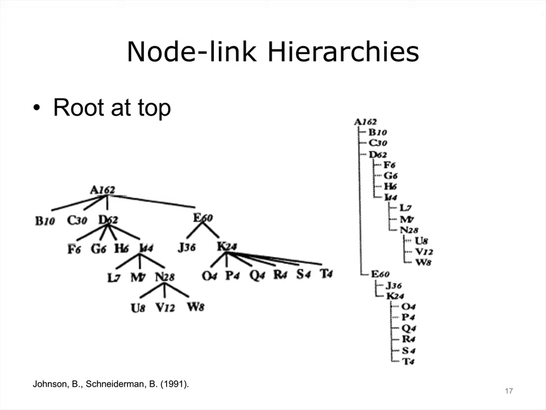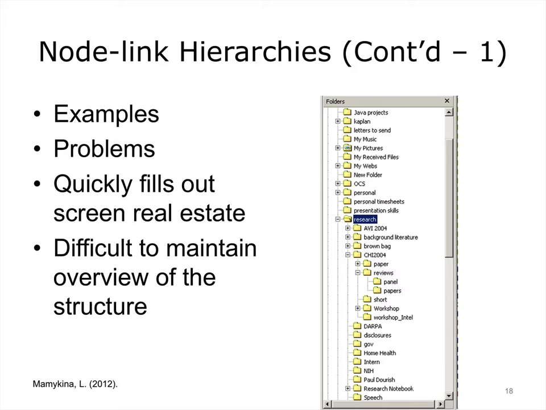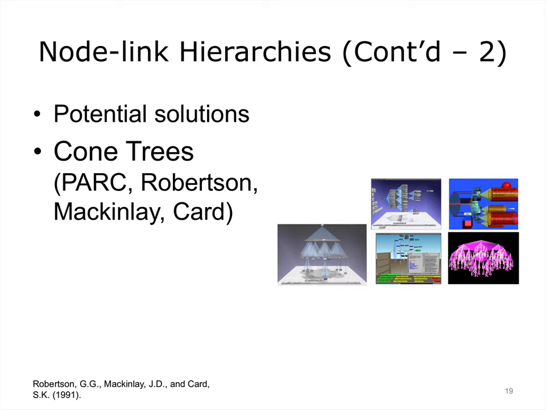Node link hierarchies are very common in diagrammatic representations. A common way to visualize file structures is essentially a node link hierarchy. Some common problems with this visualization is that they quickly fill out screen real estate and that it is difficult to maintain overview of the data. Here are some examples of node link hierarchies.